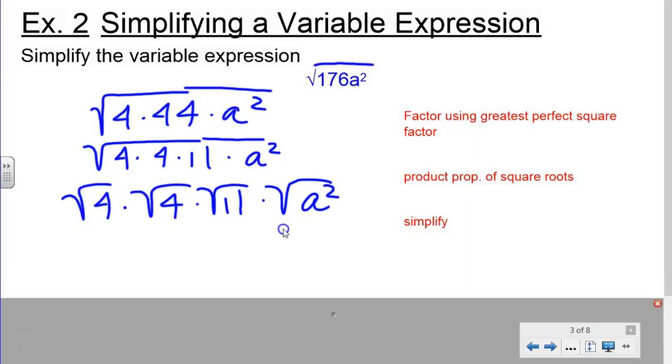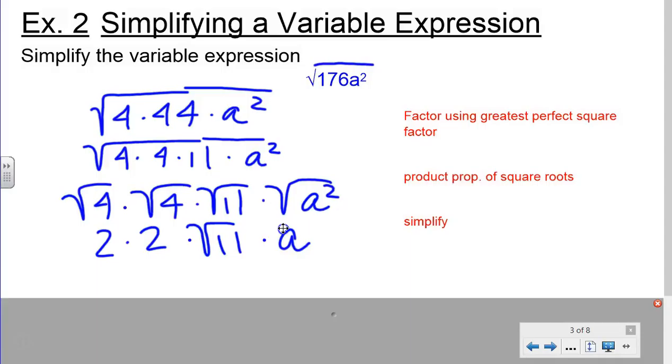Now I need to simplify. That means find the square root. What's the square root of 4? 2 times 2 times the square root of 11. What's the square root of a squared? A. Because a times a is a squared. So now we need to simplify here by performing operations. Oops. 4, and then the square root of 11a.